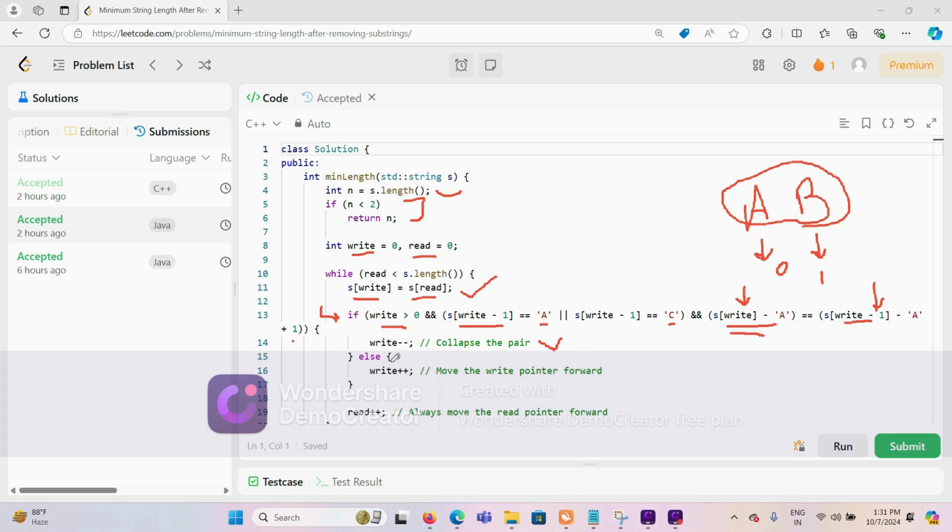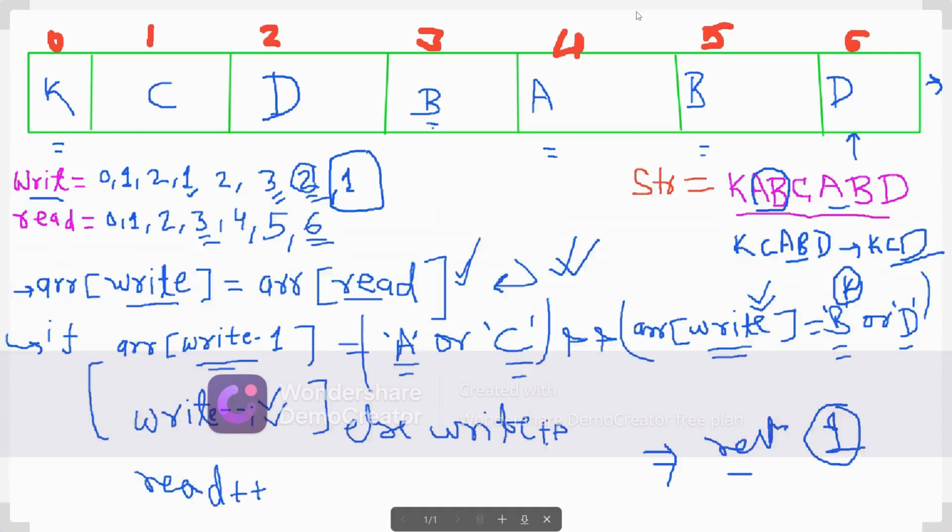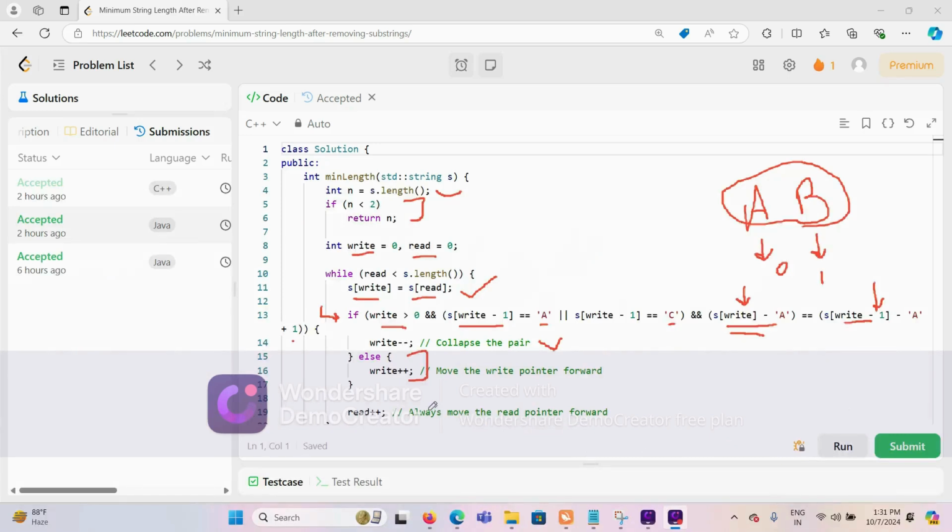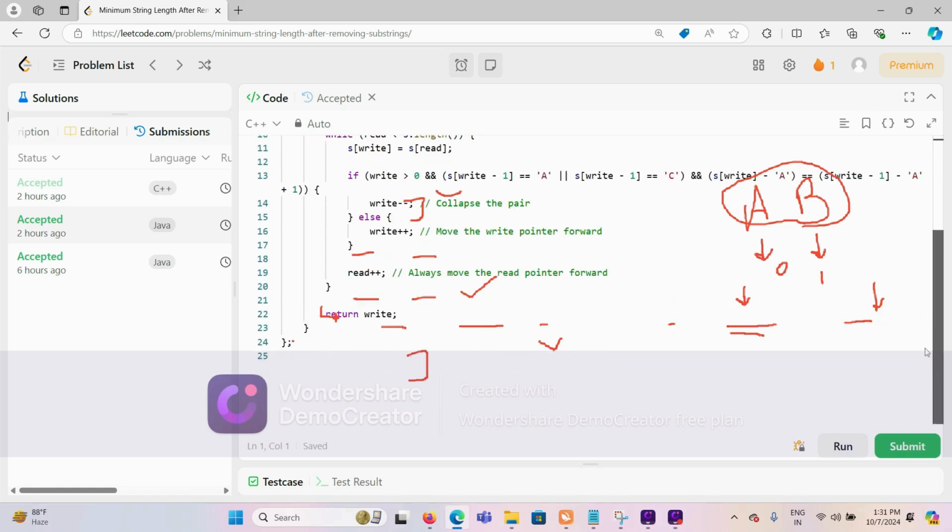And if it is not the case, then anyway we are increasing write, just like we were doing here. If this condition was true, then only we were doing write minus minus, otherwise we were doing write plus plus, and read plus plus is always happening. So same thing I'm doing here. In this way we will traverse through the entire string, and once we come out of it, whatever value the write variable has, that is the actual length of our string.